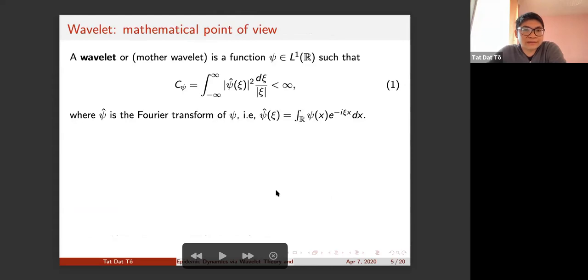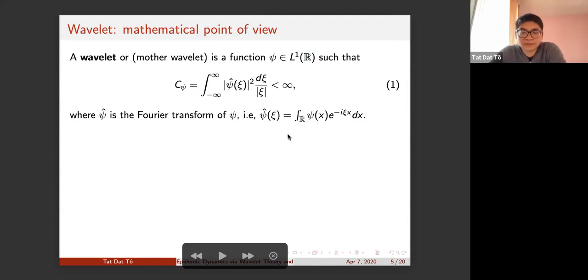So what is a wavelet from a mathematical point of view? A wavelet, or master wavelet, is a function psi which is integrable. Here I take R, but you can restrict it to some interval AB, such that this condition holds: C psi is finite. In this integral, psi hat is the Fourier transformation of psi.